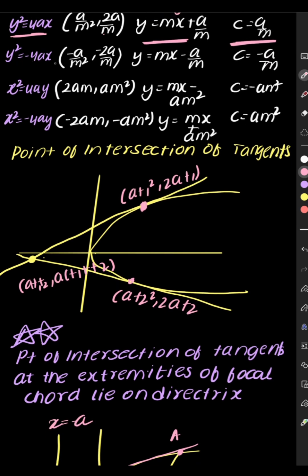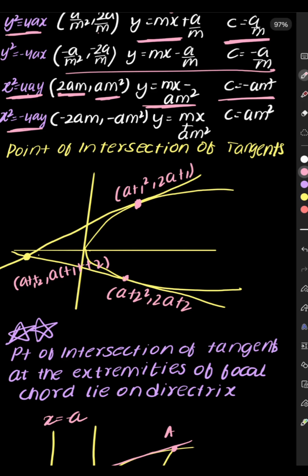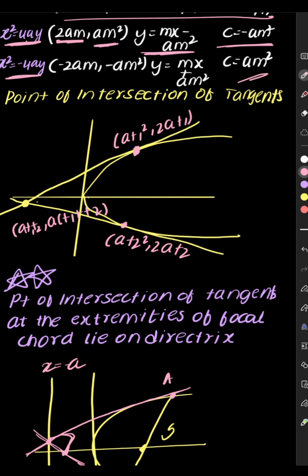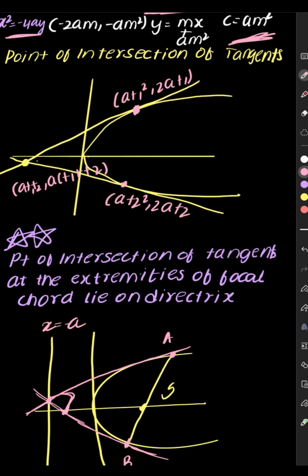Now y square equals minus 4ax. Wherever you see a, you're just going to replace it with minus a. It's the same thing. For x square equals 4ay, again something you need to remember, (2am, am square) is going to be our point of contact. The equation of tangent is y equals mx minus am square. c is minus am square. The same thing for x square equals minus 4ay. Wherever you see a, replace it with minus a. You're going to get all the 3 points that we talked about.